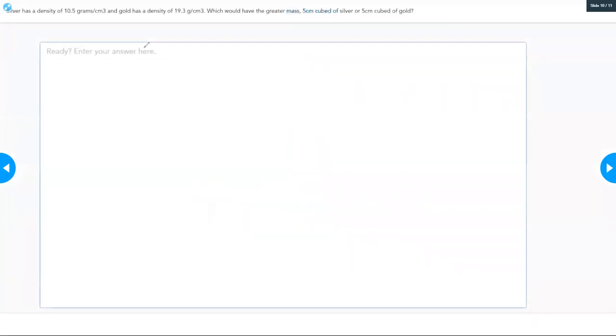We're gonna start out by looking for the question. Which would have the greater mass, 5 centimeters cubed of silver or 5 centimeters cubed of gold? Oh, so this problem is actually having us look for a mass, and it's actually having us look for two different masses. So write M1 equals question mark, M2 equals question mark. We're looking for two masses. So let's draw a triangle. This is why you always draw your triangle.